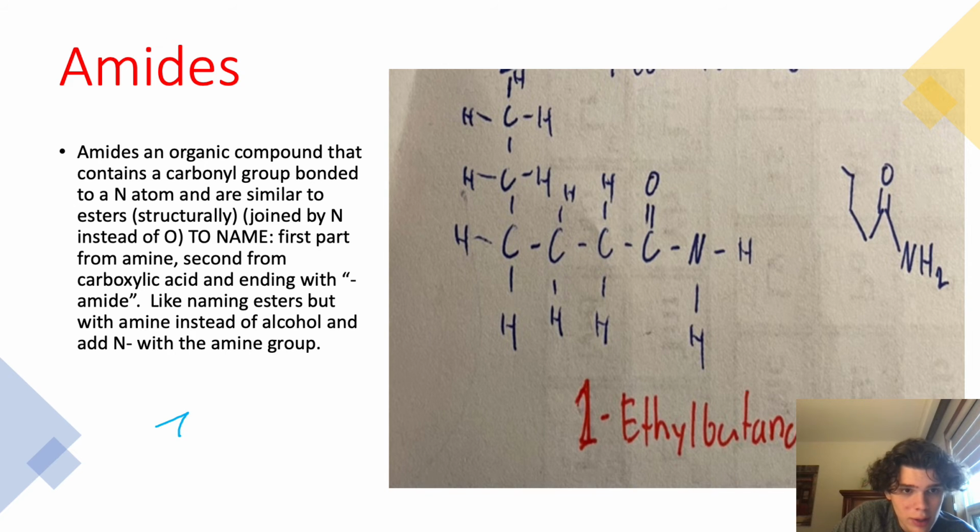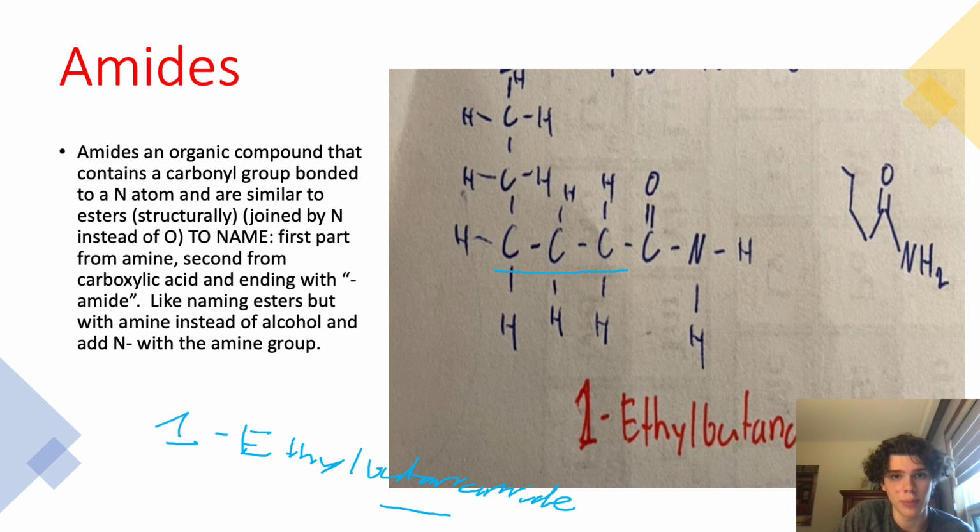So it's written like this, 1-ethylbutanamide. And you can see that the O is double bonded to this carbon strand, which is 4, which is the butanamide. And then on a side strand, we have ethyl. And the N is bonded to the C, which is also bonded to the double O, making it an amide.